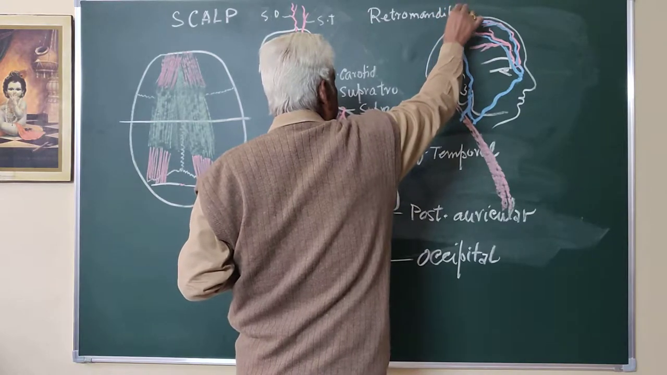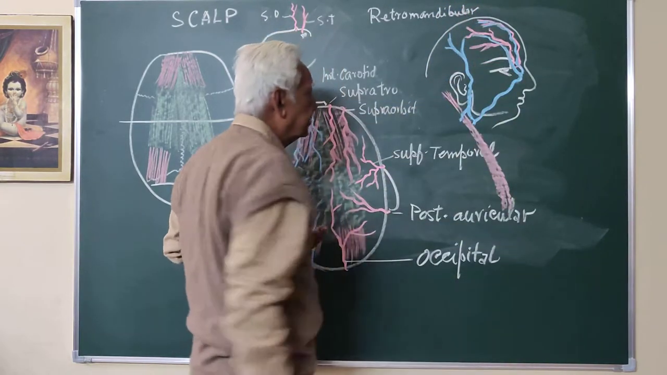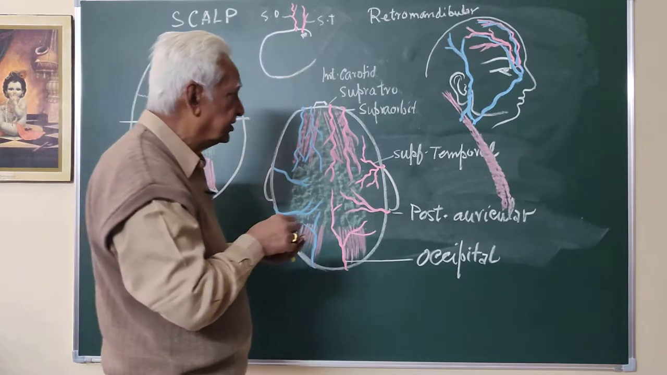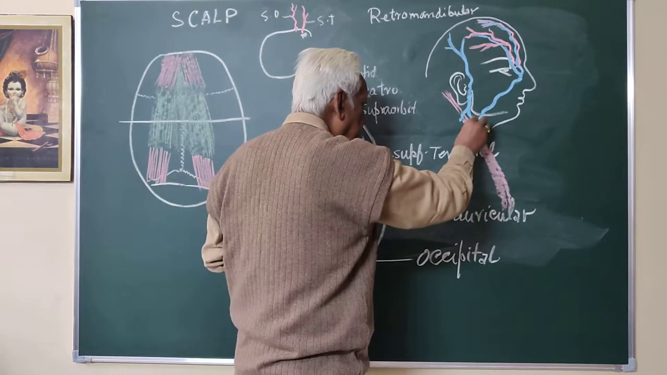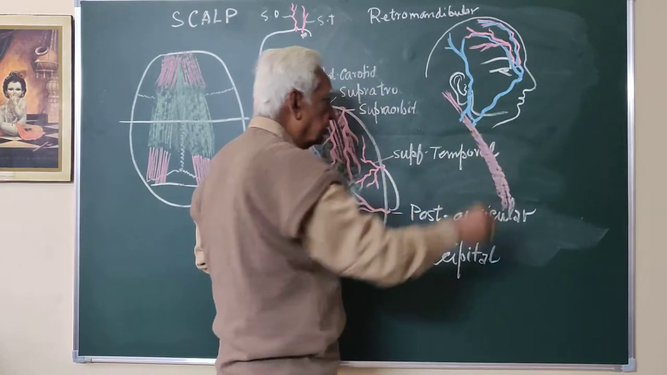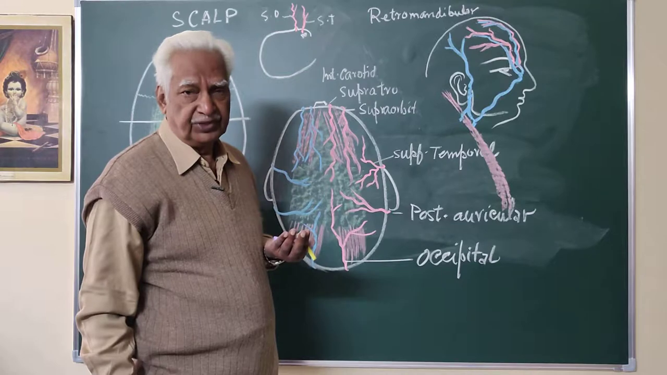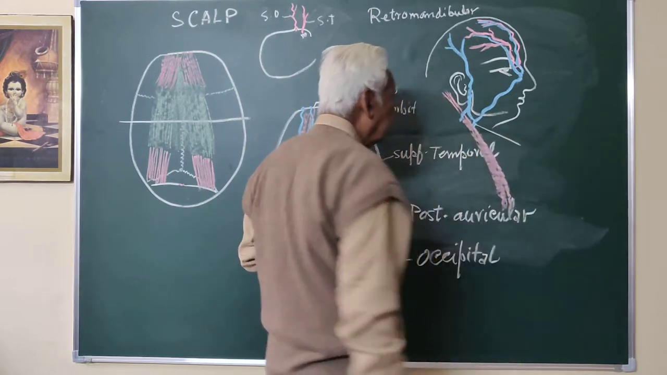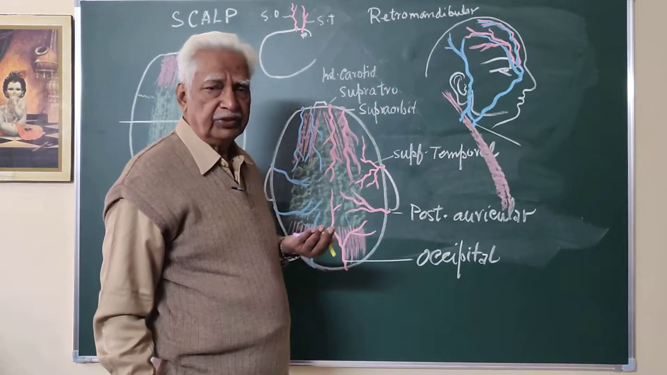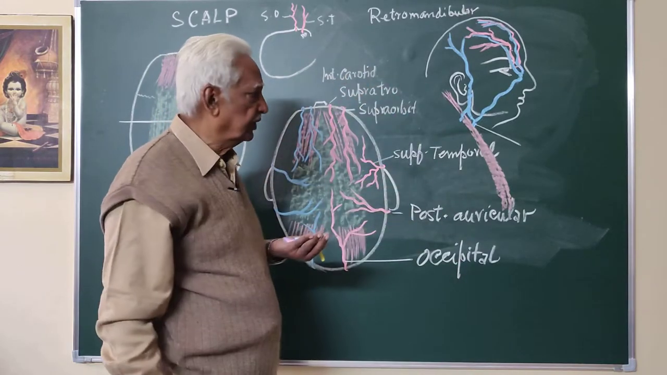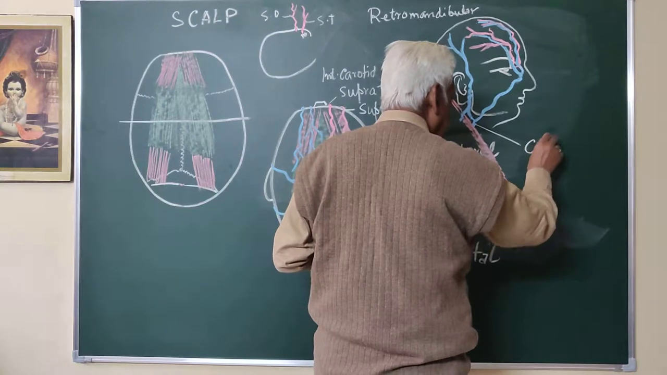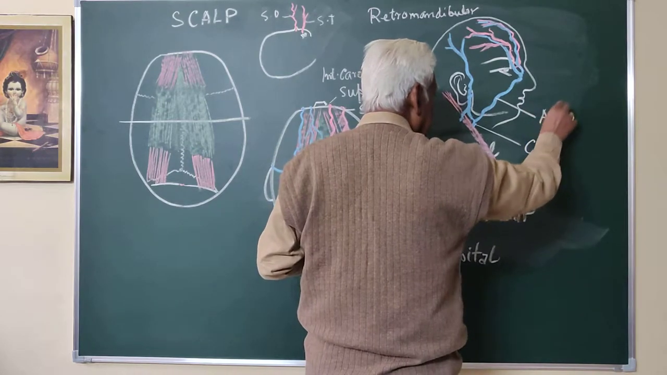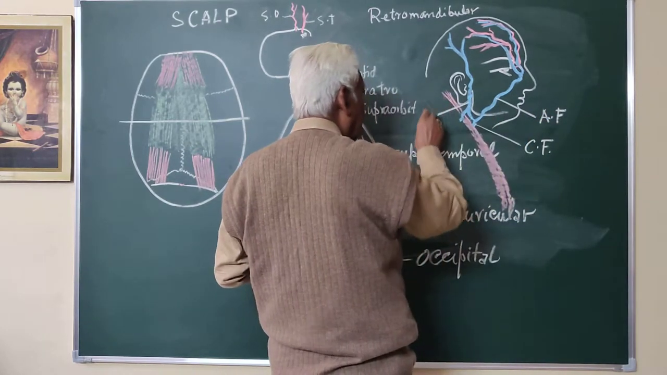So the retromandibular vein, anterior division, joins with the anterior facial vein to make a vein which passes deep to the anterior border of the sternomastoid muscle and is known as the common facial vein. So remember that you are getting a number of veins which are present in the region of the scalp in association with the face. This is the common facial. So anterior facial, retromandibular are the posterior facial.